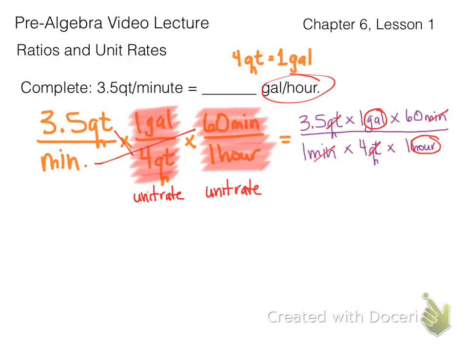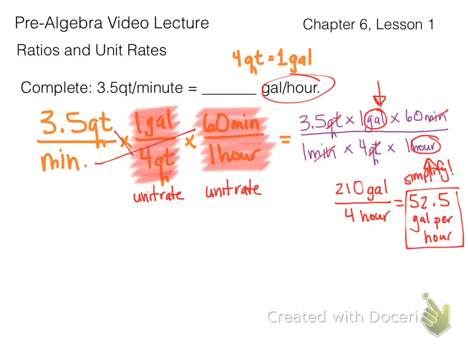So then if I multiply the top, I'm going to get 210, because 3.5 times 1 times 60 is 210 gallons. And again, I'm sticking with the unit I have left on the top. And 1 times 4 times 1, sticking with the unit I have left, is 4 hours. So I have 210 gallons in 4 hours. But I really want to know how many gallons per hour, in 1 hour. So if I divide, I'm going to get 52.5 gallons in 1 hour. All right? Pretty easy.